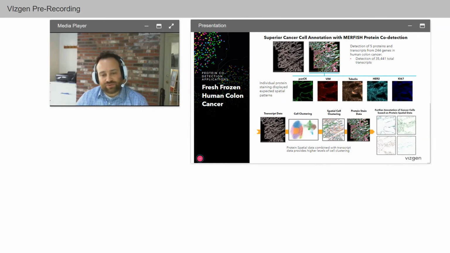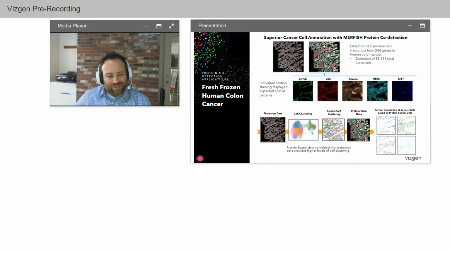These protein stains were mostly geared towards proliferation markers and cancer markers. And so when we look at that, we see pan-CK, HER2, Ki67, and VIM are all cancer markers and proliferation markers. We see our standard expected spatial patterning here.